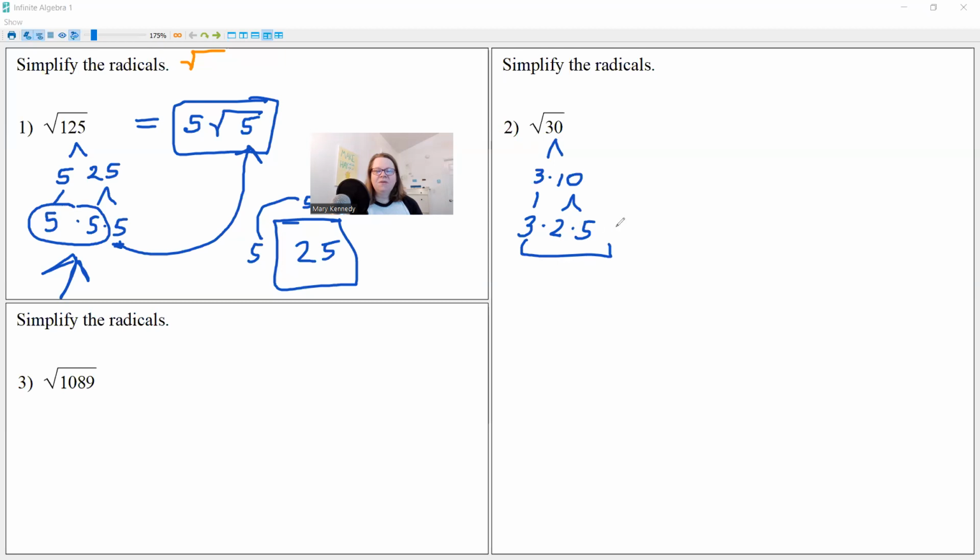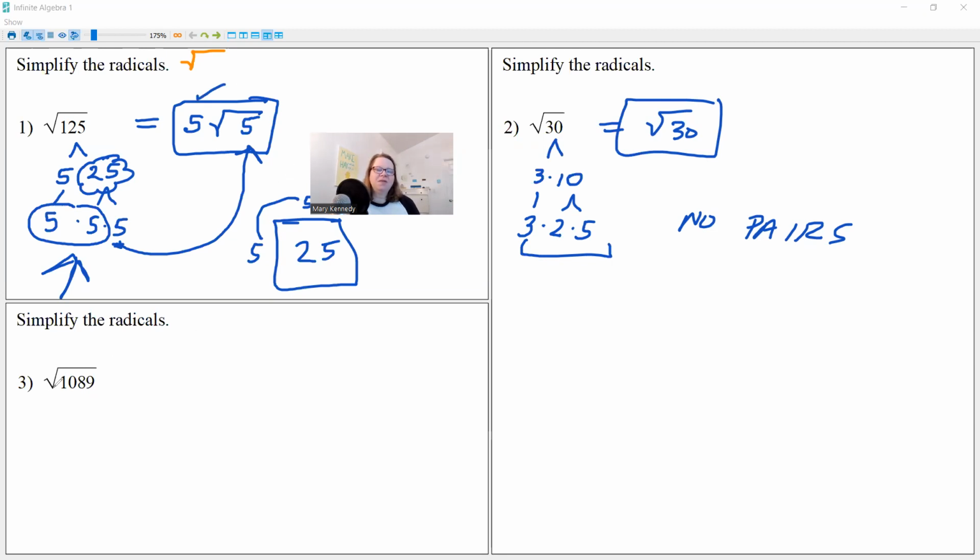We have 3 times 2 times 5, and there are no pairs. That means there's no perfect squares. No pairs, no perfect squares. That means that the square root of 30 is already simplified. It cannot be simplified any more than that because it does not contain any perfect squares inside of it. Whereas 125 contained a perfect square. It had 25 in it, and the square root of 25 is 5.